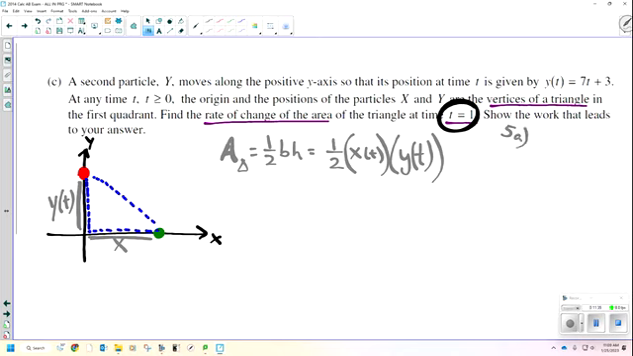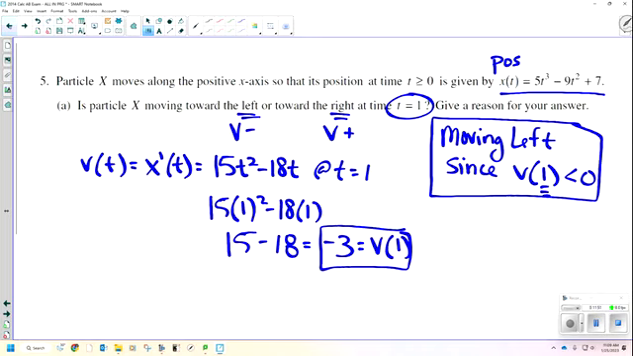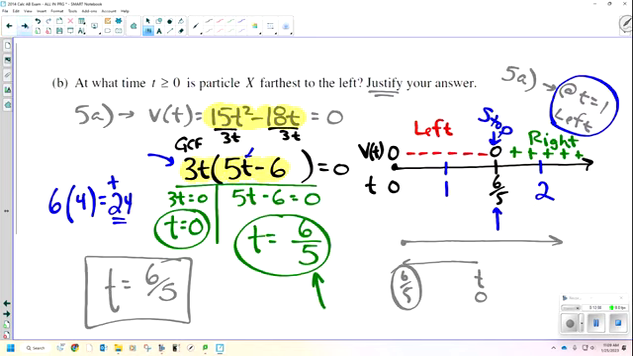All right, x of t, that equation is, where did I put that? Oh, I must have trashed it out. Let's go back and take a look. 5t cubed minus 9t squared plus 7. This right here is x of t, all right?